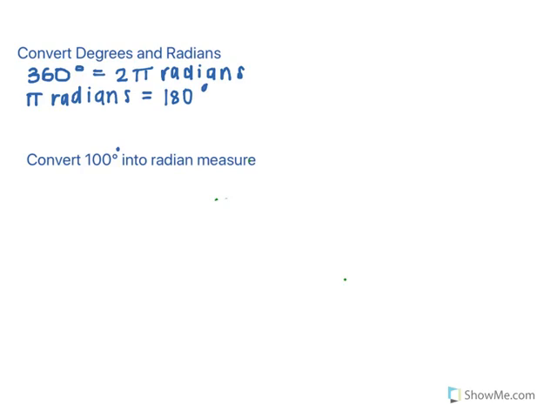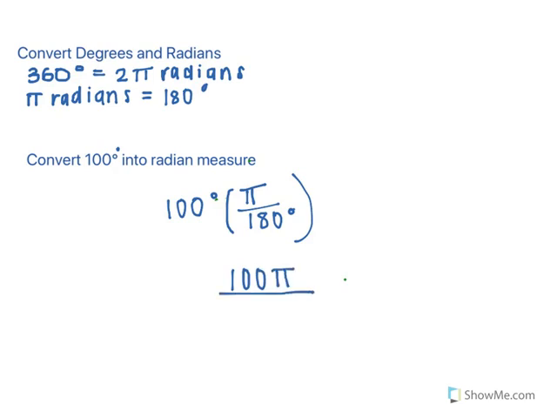So, say we were asked to convert 100 degrees into radian measure. We would multiply 100 degrees times pi over 180 degrees. Once multiplied, we would get 100 pi over 180.